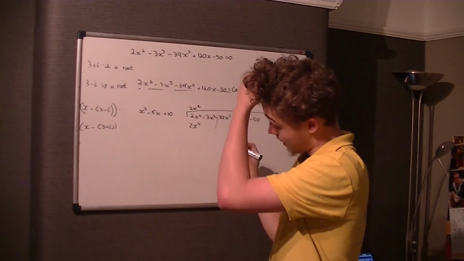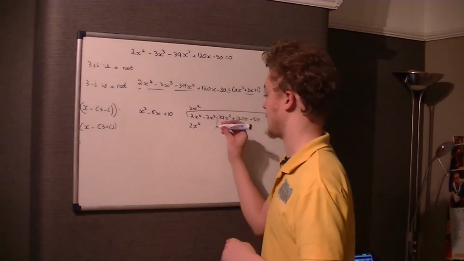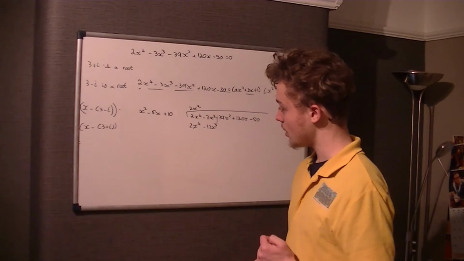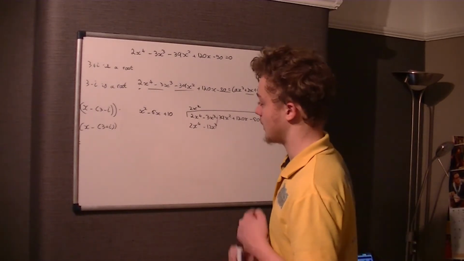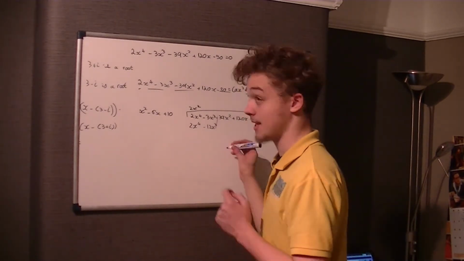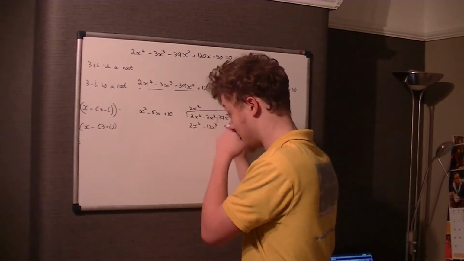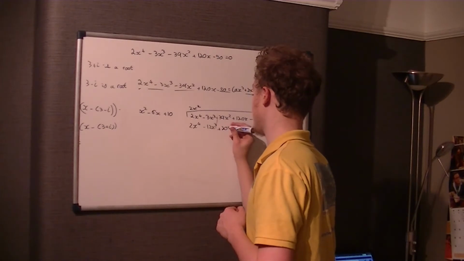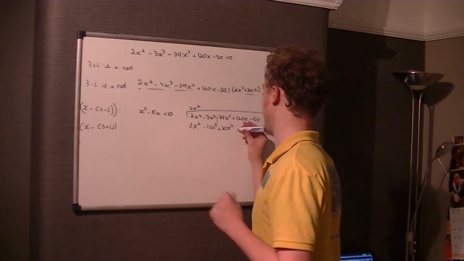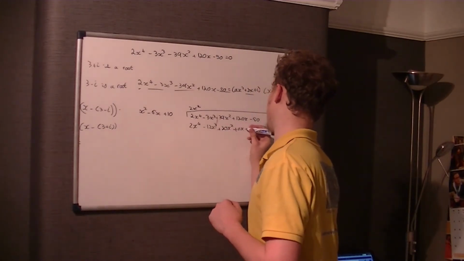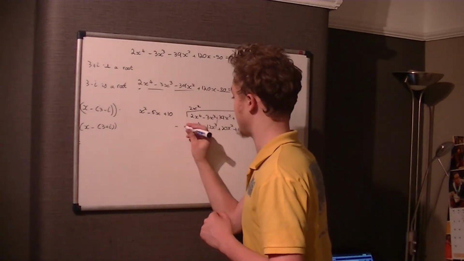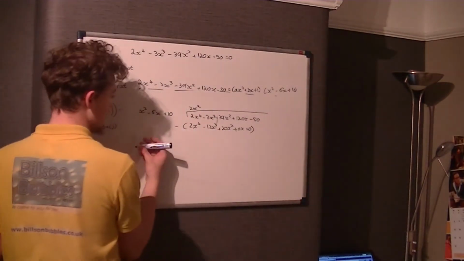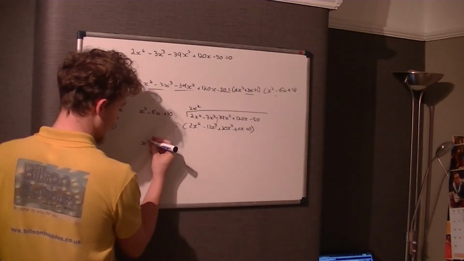2x squared times negative 6x, that gets us negative 12x cubed. Yep. And then 2x squared times 10, that's obviously plus 20x squared. And then we haven't got any x's to deal with, so it's just plus 0x plus 0. Okay, and we're taking all of that away from our quartic. Obviously that's not going to cancel to be 0, so we have to draw another line of working.